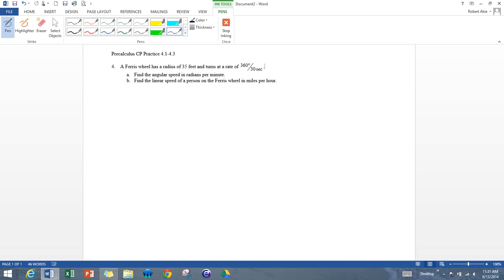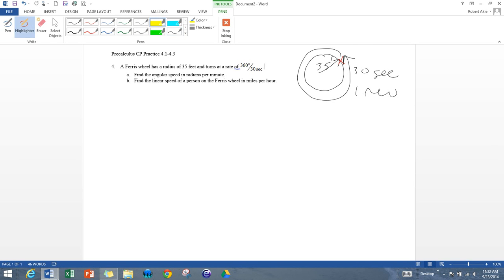Well, let's just do a quick sketch of our Ferris wheel and see what we can understand about it. So there's the Ferris wheel, and it's 35 feet of radius. And if we put somebody here at the Ferris wheel, they're going to travel 360 degrees around, and it will take them 30 seconds. Realize that that's one revolution on the Ferris wheel.